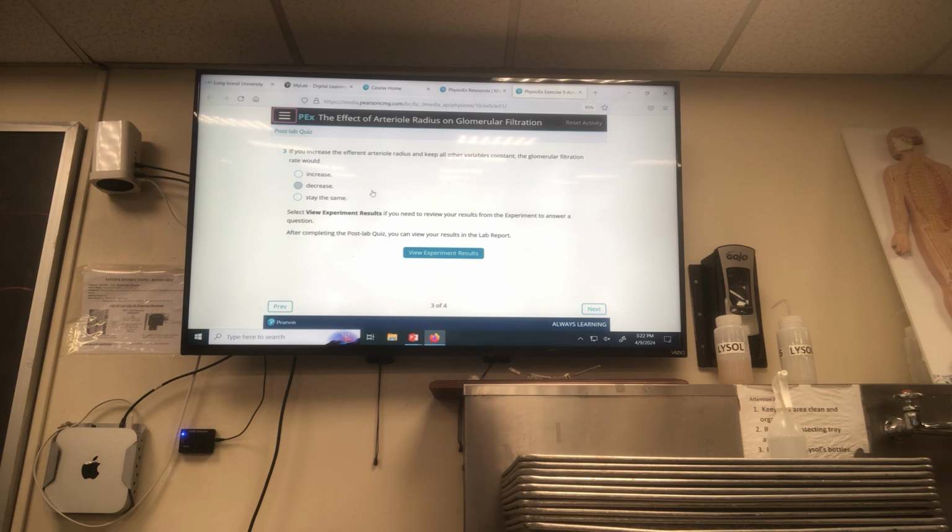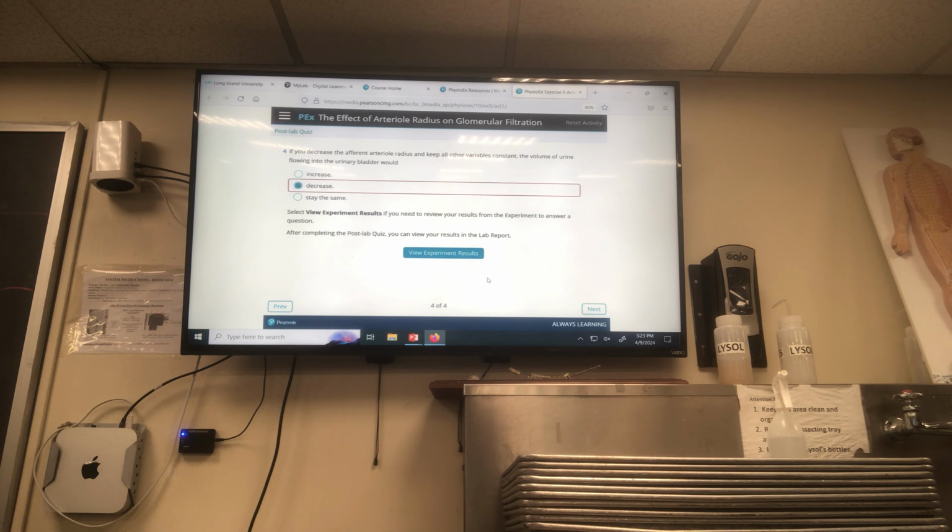If you increase the efferent arteriole radius and keep all the other variables constant, the GFR would, yes? Decrease. Would decrease. If you decrease the afferent arteriole radius and keep all the other variables constant, the volume of urine flowing into the urinary bladder would, if you decrease the afferent radius, it would what? It would decrease.